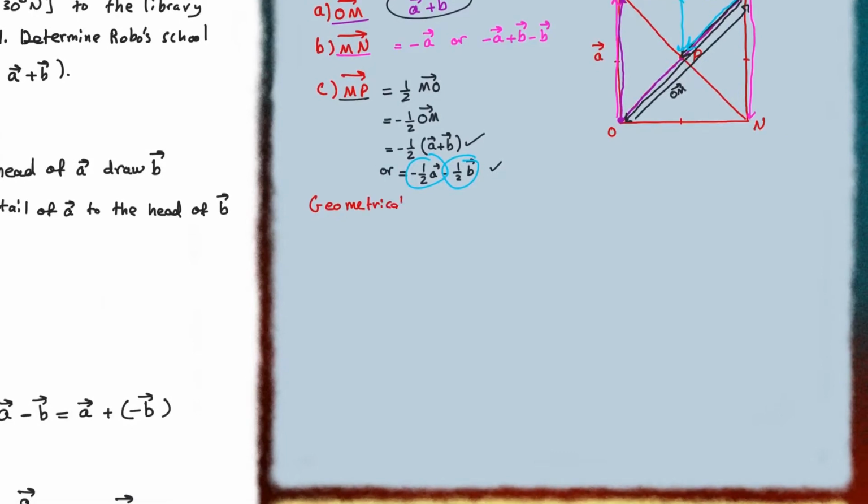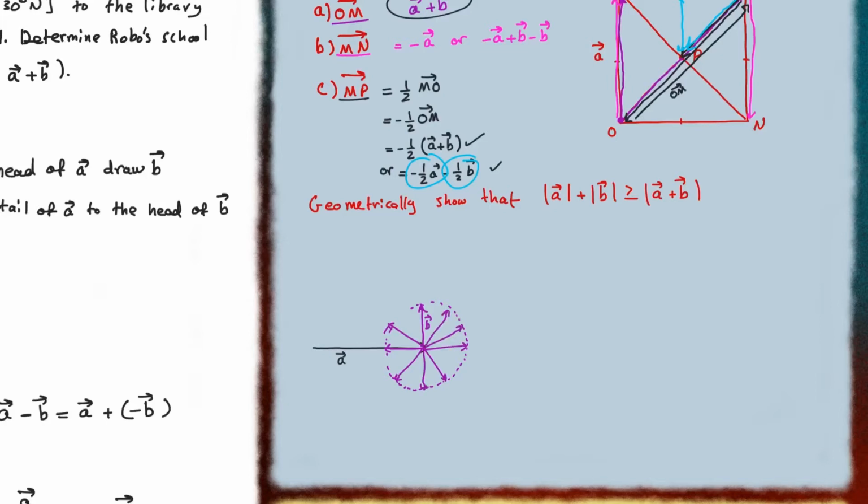Now for our second example, we're going to show geometrically that if we were to add the size of vector A to the size of vector B, it would always be bigger than or equal to the size of vector A plus B. Now to do this, we are going to actually draw it out. We're going to draw vector A to the right, and we're going to draw a random vector B, and we are going to draw a circle which indicates the magnitude of vector B, and we are going to draw many vector B's, and then we are going to connect the tail of vector A to the head of vector B to see the resulting vector, or the addition of vector A and B.